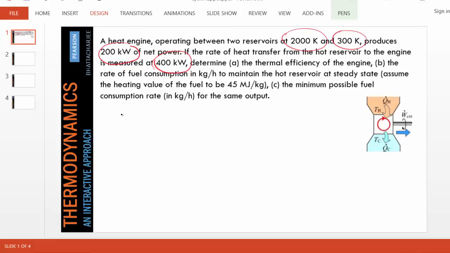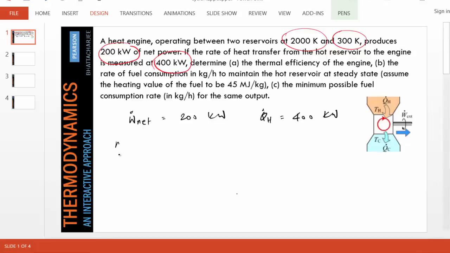So in symbols, what is given is W dot net is 200 kilowatt, and Q dot H is given to us to be 400 kilowatt. And notice that TC and TH are also given. One could just jump into Carnot efficiency thinking that that's what is wanted. No, it says find the thermal efficiency of the engine.